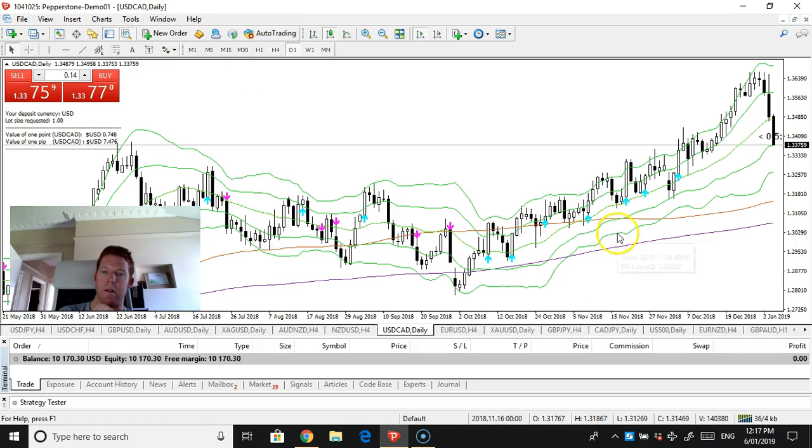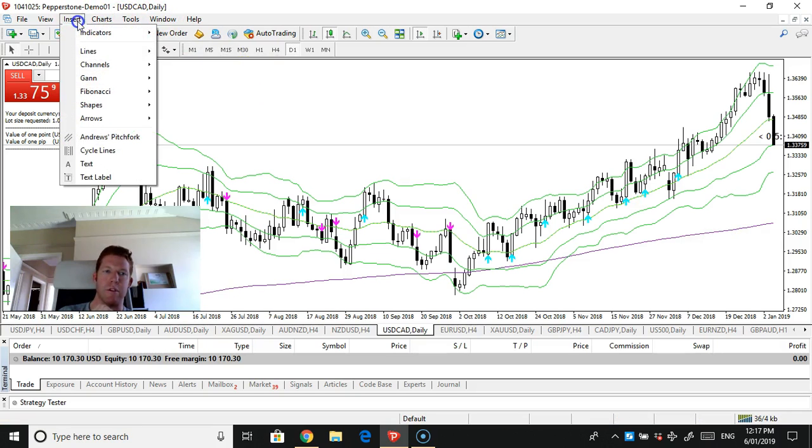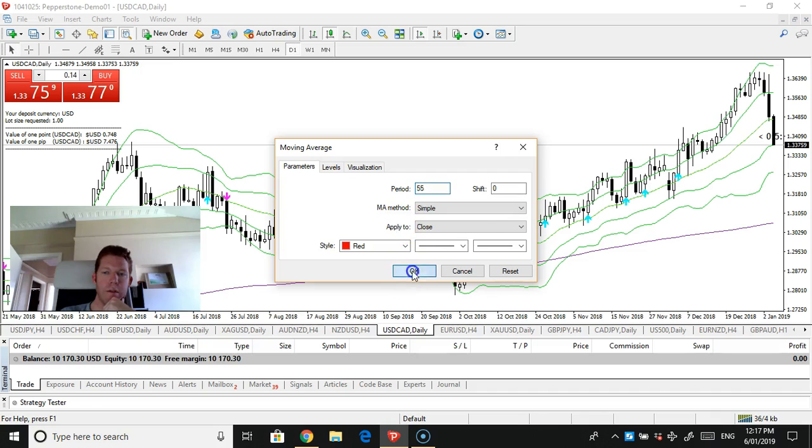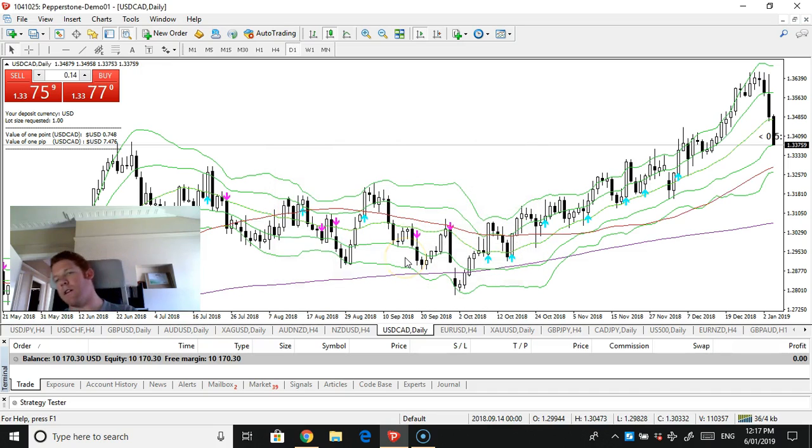Probably let's get rid of this 110. I don't use the 110. I think this is an older chart where I was using the 200, the 110, and the 55. But I just use the 200 and the 55 SMA. What am I doing? Trend, moving averages. 55 in red. Okay, so this is interesting.